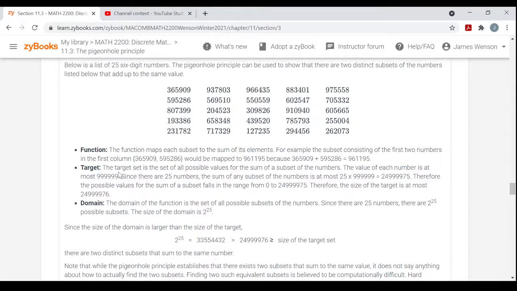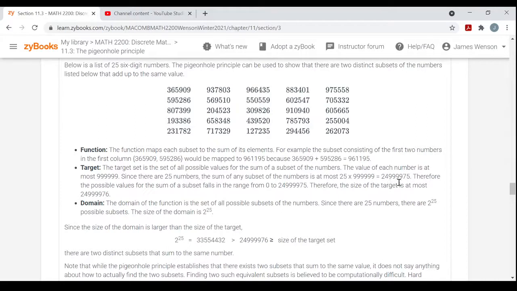The target is the set of all possible values for the sum, all possible sums of a subset of numbers. The value of each number is at most 999,999. Since there are 25 numbers, the sum of any subset is at most 25 times that, because if you take the subset of all 25 of them and add them up, they can't be any bigger than this.